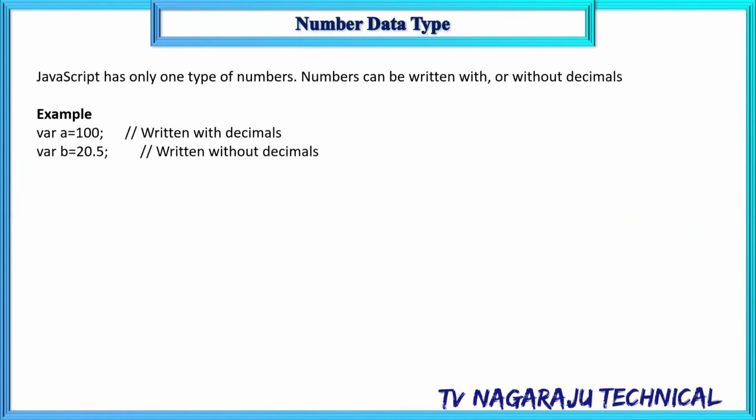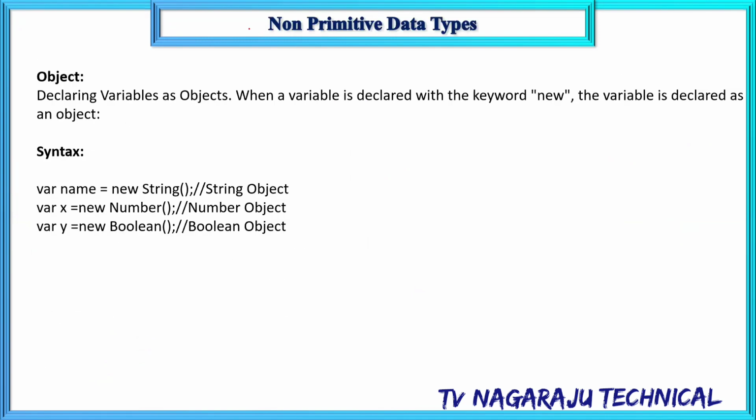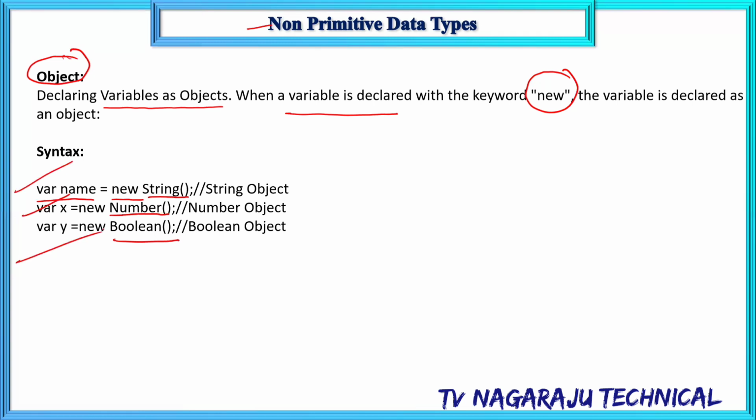Now, move to non-primitive data types. So, the first one, object, means we declare the variable as an object. What is an object? Simply a real world thing that exists. So at the time of variable declaration, if you are using the new keyword, automatically the variable becomes an object. See the example where name is equal to new String, new Number, new Boolean. This is a string object. This is a number object. This is a Boolean object. Like this, the variables are converted into objects.